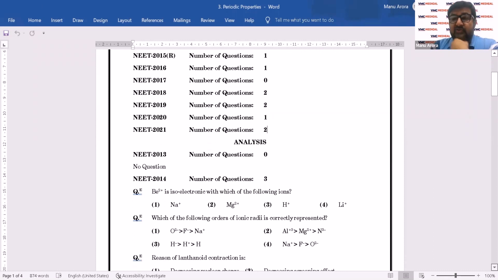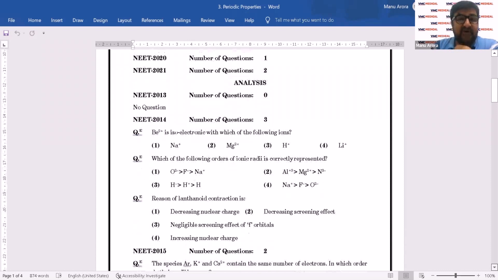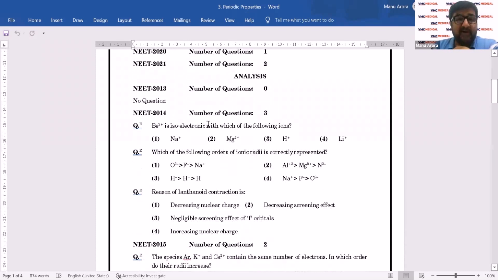In 2013, there was no question, so we can just omit that. 2014, we suddenly saw 3 questions. This question is based on a simple concept of asking which ion is isoelectronic, which has the same number of electrons. It does not very typically fall under periodic properties, but I think this is something which 100% of the students should be able to do.